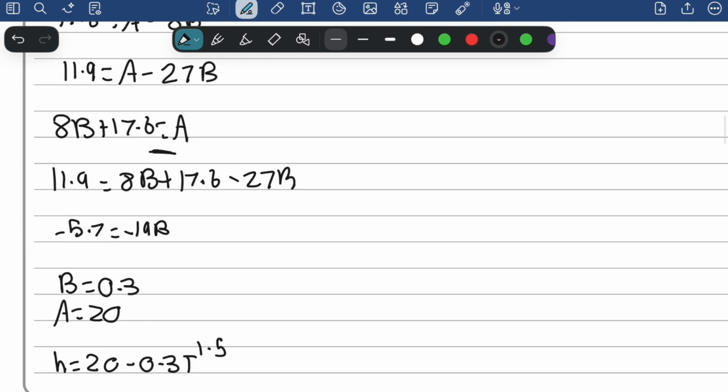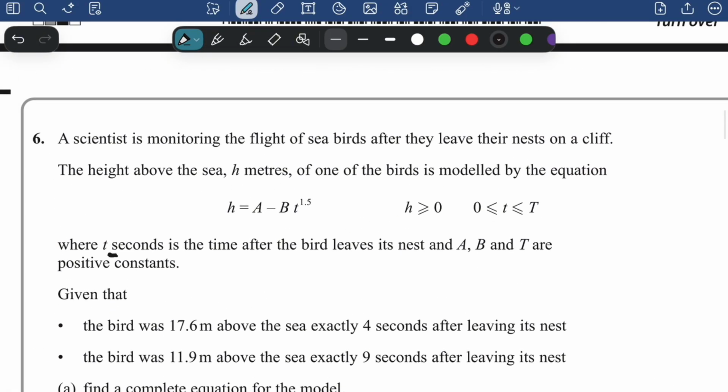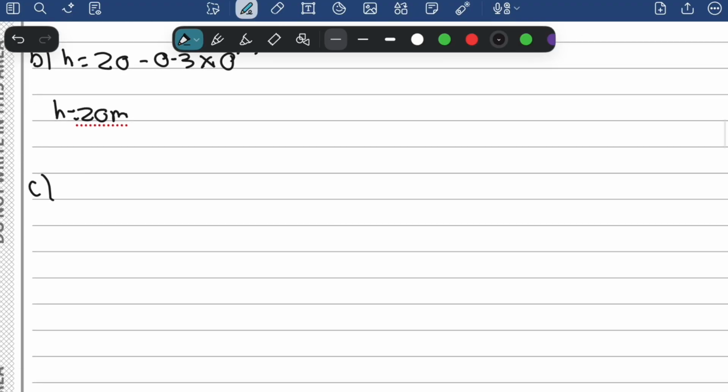Okay, part C says, find the limitation of the value of t. Well, with this model, right, we never want the height above the sea to be negative. So what we can do is find the value of t which makes h negative. So let's just say that h takes its minimum value of 0. It's going to equal 20 minus 0.3t to the power, I'm going to put it as 3 over 2 just to make it clearer, right? So then we can just rearrange this one. 20 equals 0.3t to the power 3 over 2.